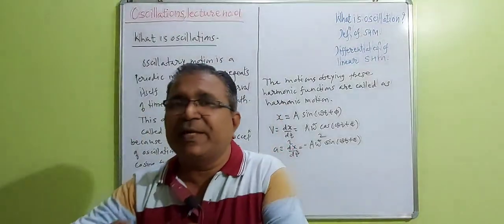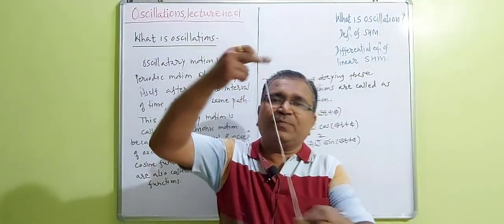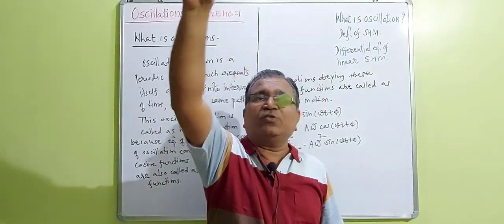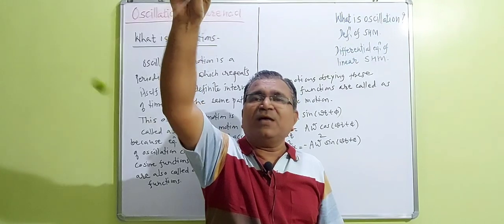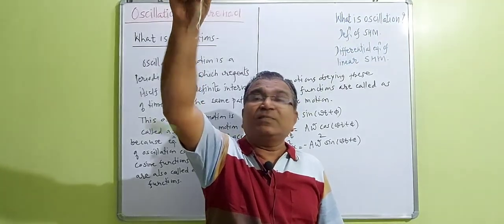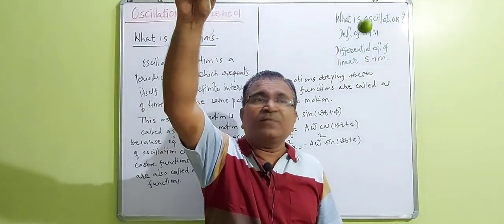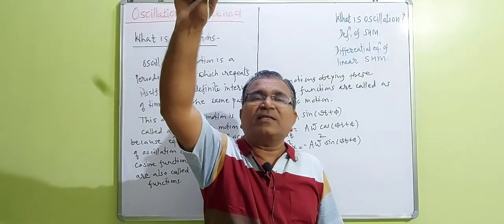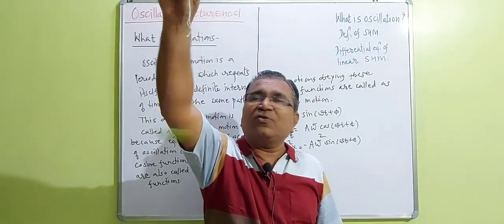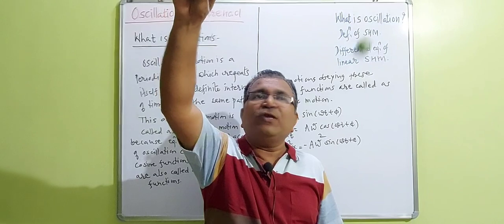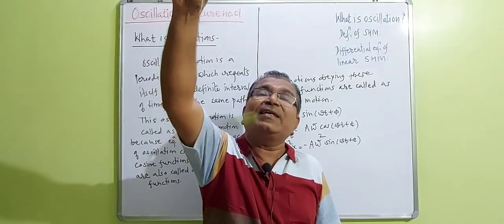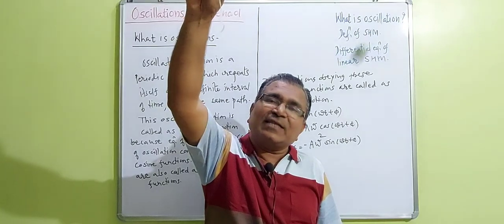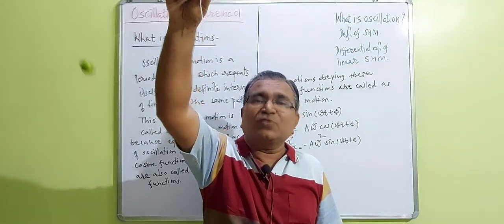The motion of a pendulum like this, see here, this is the motion of a pendulum, and it is simple harmonic in nature. This pendulum repeats itself along the same path, or the pendulum moves to and fro along the same path at a definite interval of time. We call it simple harmonic motion.